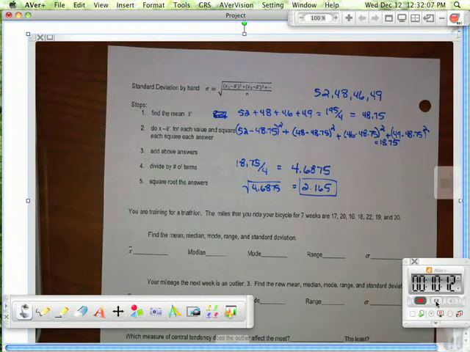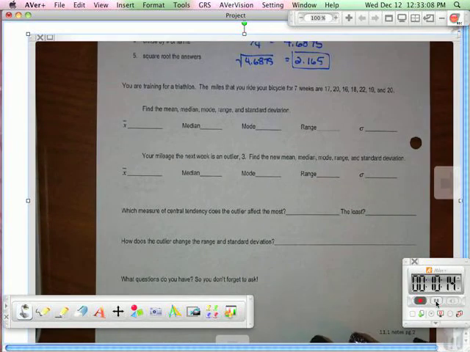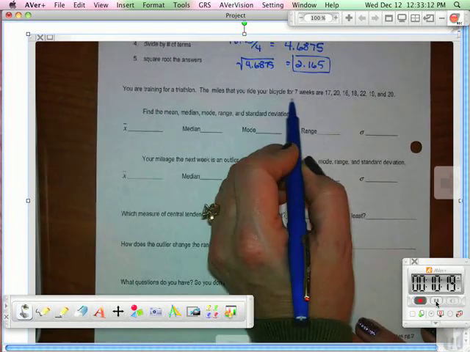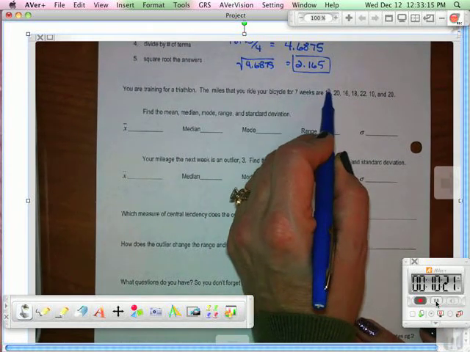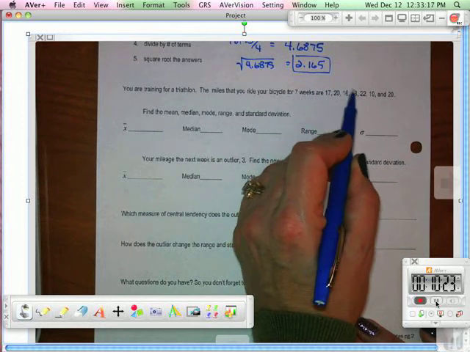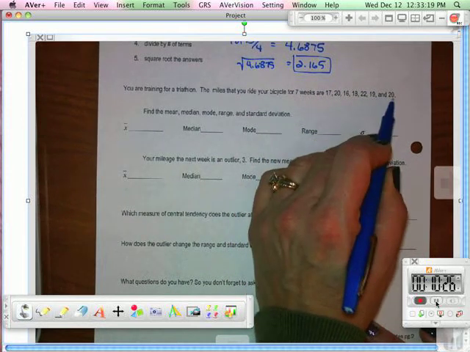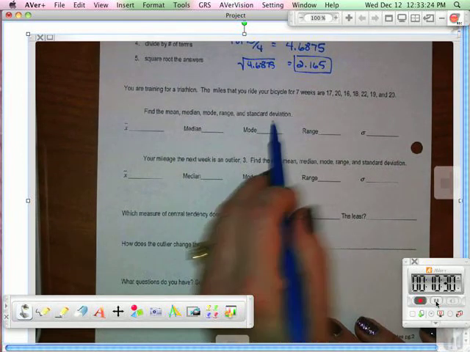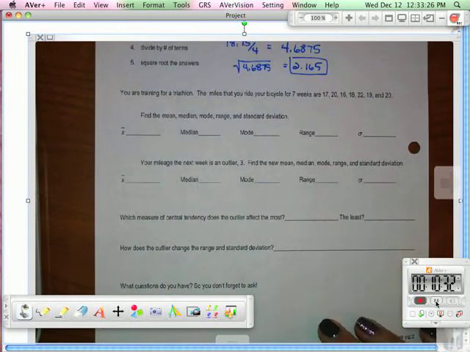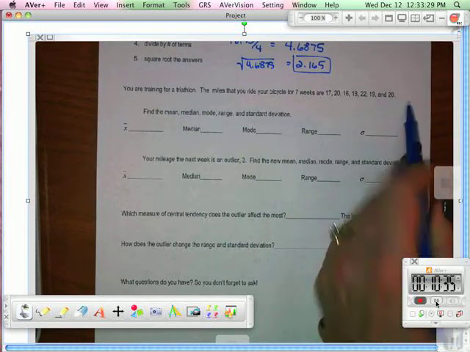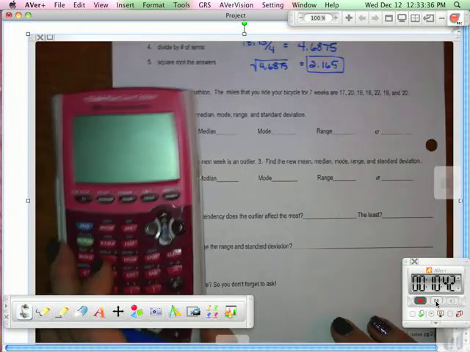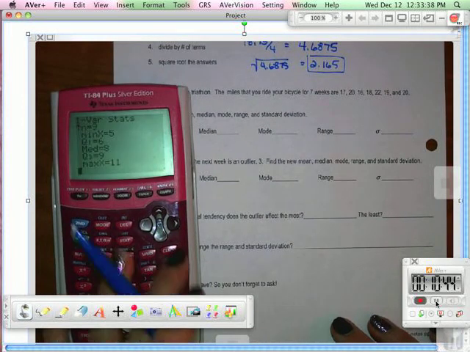Okay, for this next example, we're going to look at your training for a triathlon. The miles that you ride your bike for 7 weeks are each week 17, 20, 16, 18, 22, 19, and 20. And then we're going to find the mean, median, mode, and standard deviation using this. And then we're going to add in an outlier of only 3. And we're going to see how it changes the different measures of central tendency and the range and the standard deviation. So just to refresh your memory, we are going to do this on the calculator, just this one set of data here.